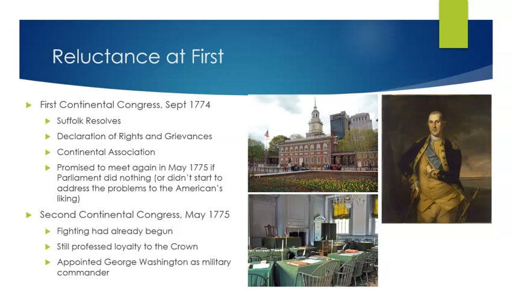Although the colonies still considered themselves British citizens and part of the empire, they began to organize more formalized protests to Parliament's actions. The First Continental Congress met in the fall of 1774 to coordinate the colonial response to the Intolerable Acts, and they took several actions.